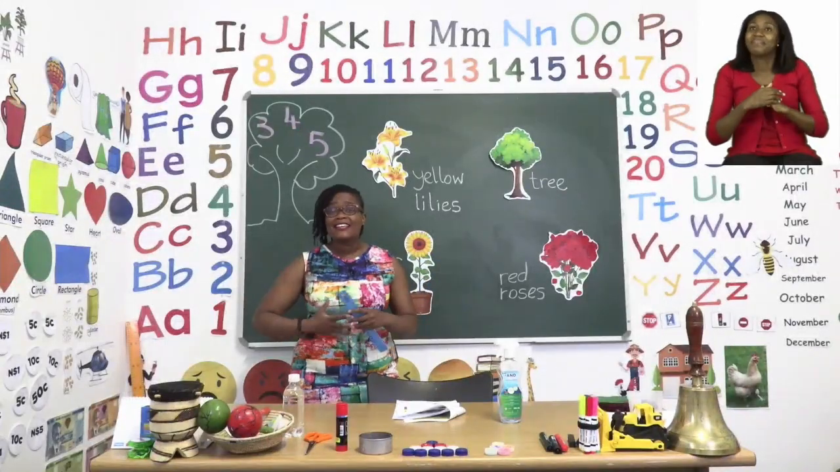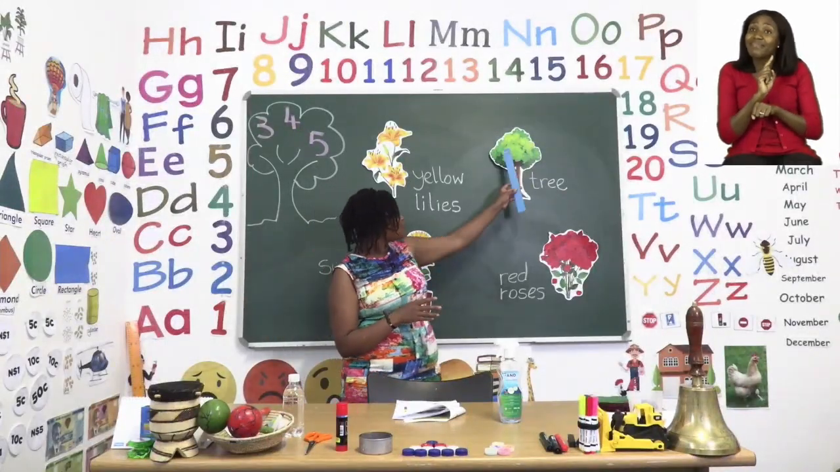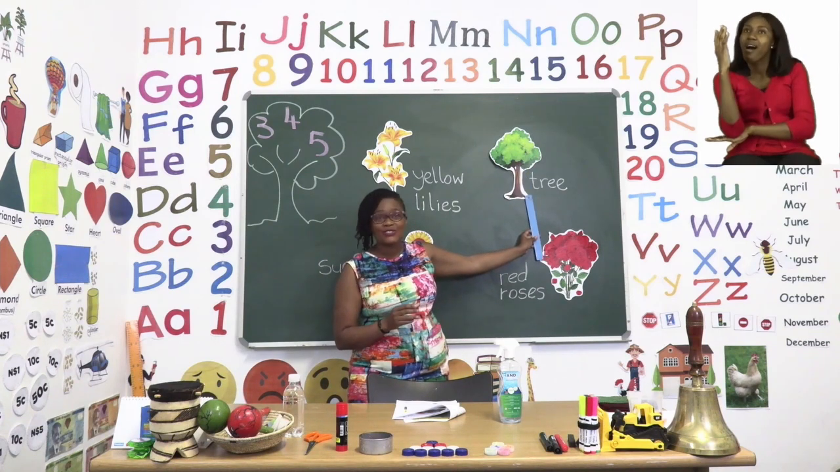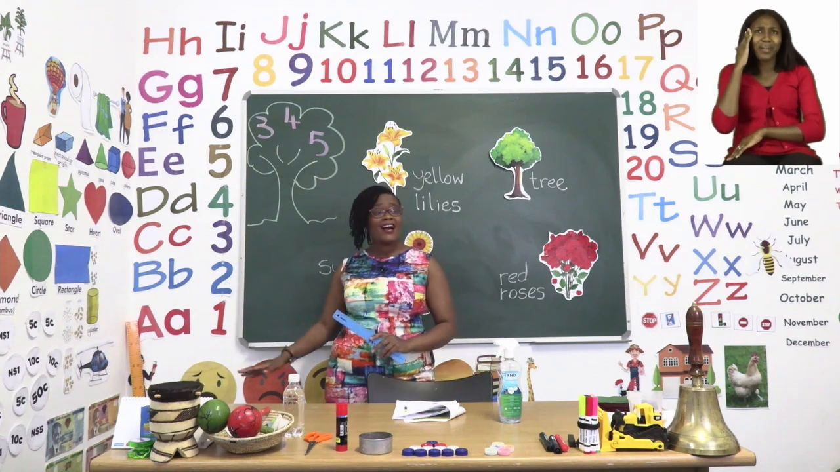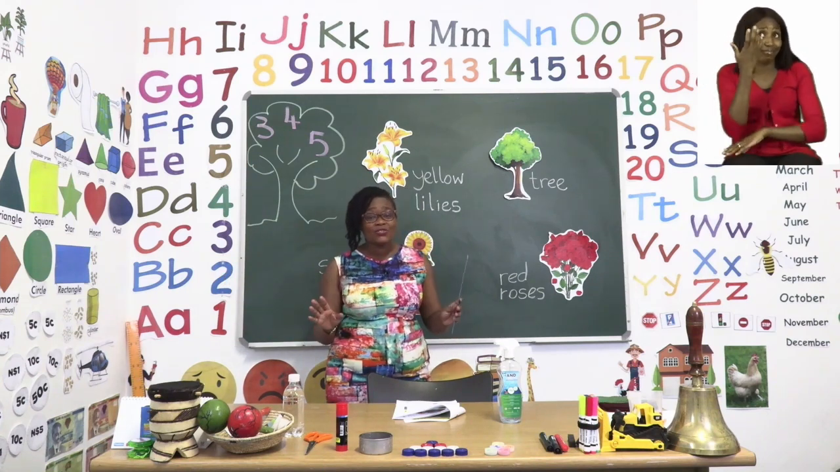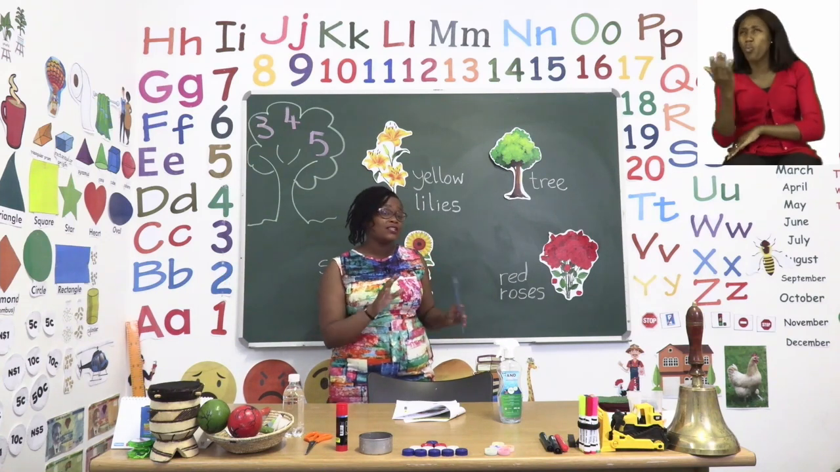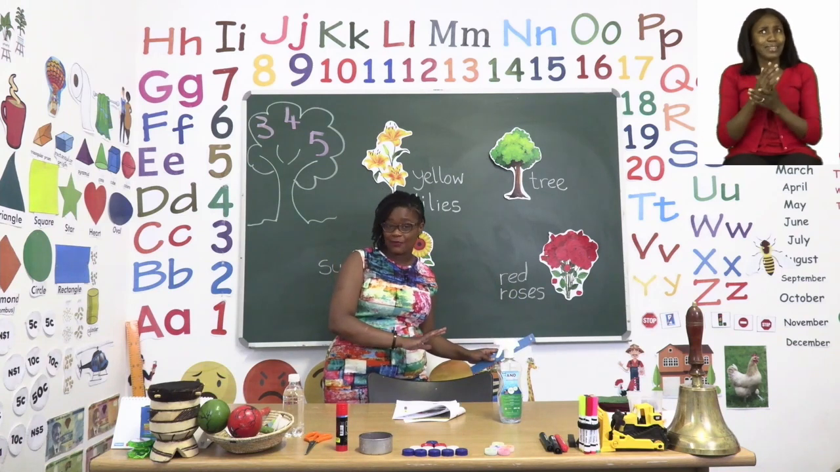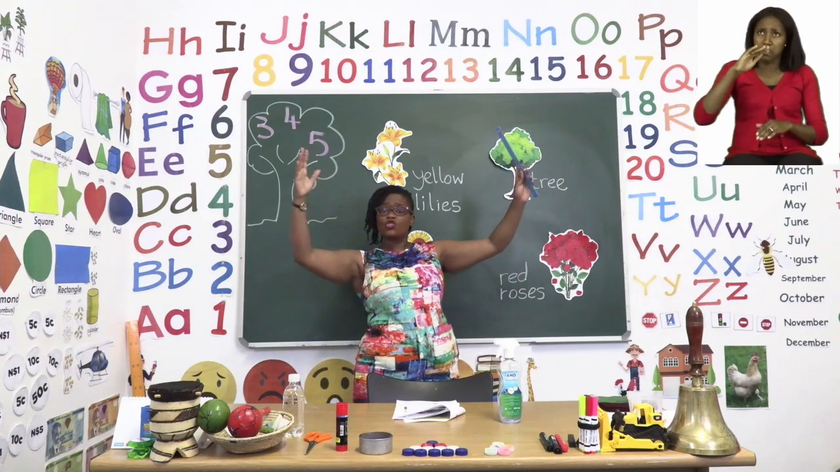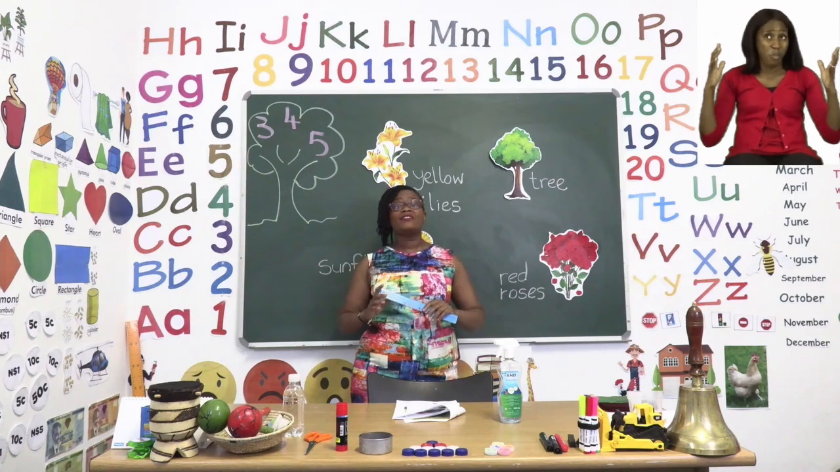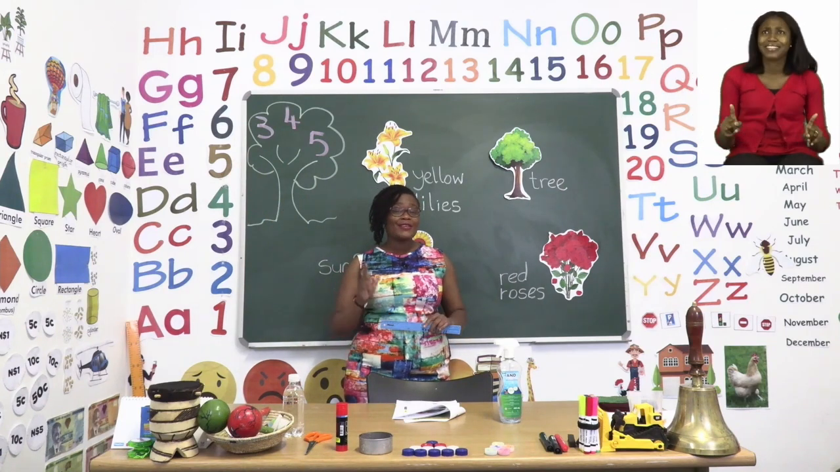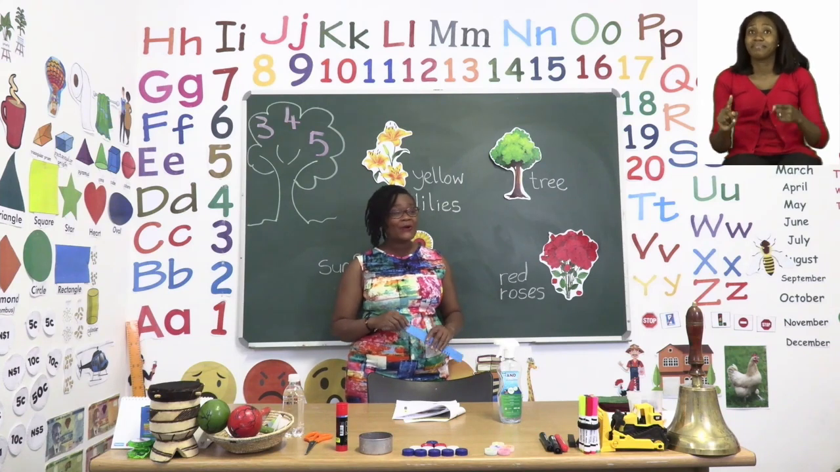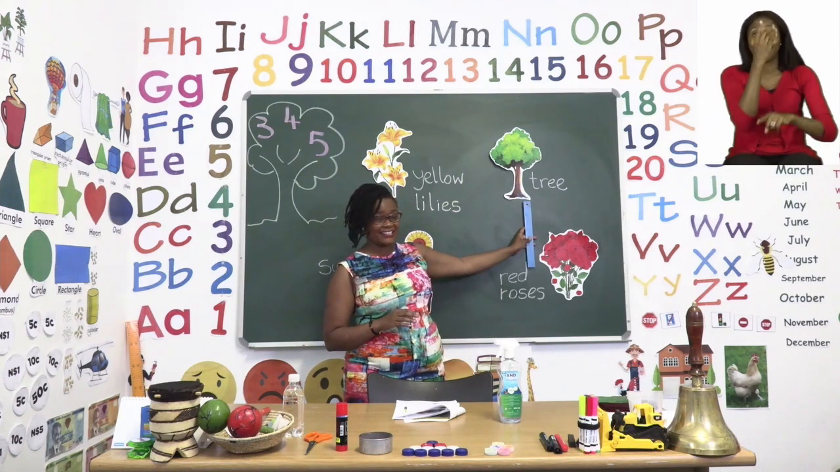Now the first plant that everybody knows is a tree. Now the tree is something that everyone knows. There's trees outside and every tree is different. Some trees are still growing, so they're small. Other trees are so big, and there are different types of trees as well. So the first plant that we all know is a tree.